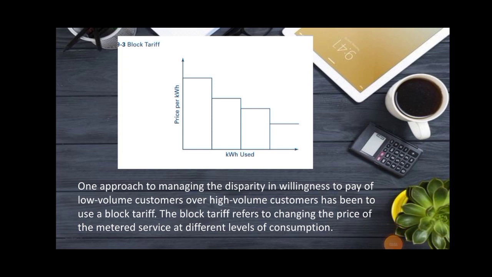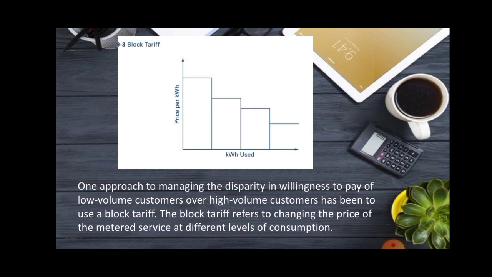One approach to managing the disparity of willingness to pay of low-volume customers over high-volume customers has been to use block tariff. The block tariff refers to changing the price of the metered service at different levels of consumption. So, dito naman yung block tariff daw, kung makita nyo sa graph, may mataas hanggang pababa. Nagbabago yung presyo ng metered na serbisyo sa paggamit or sa pagkonsumo. Like for example, dito mataas yung pagkonsumo ng isang customer, so bababa yung metered price niya hanggang bumaba ng bumaba.